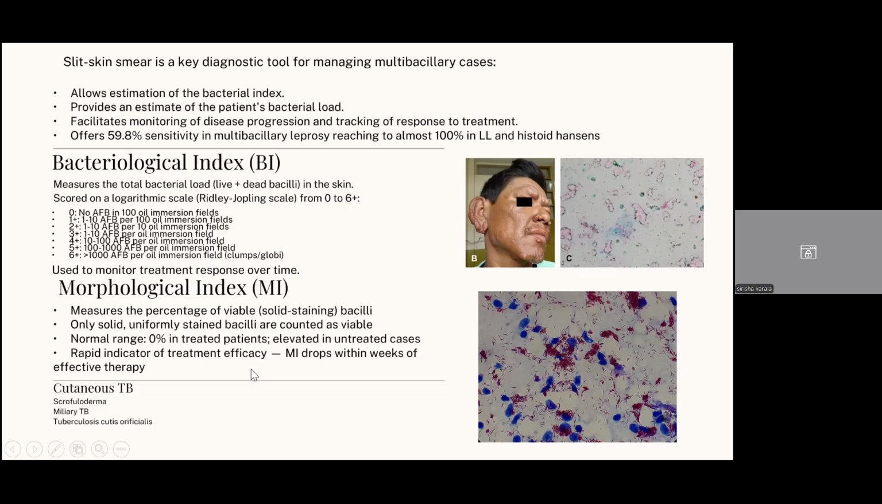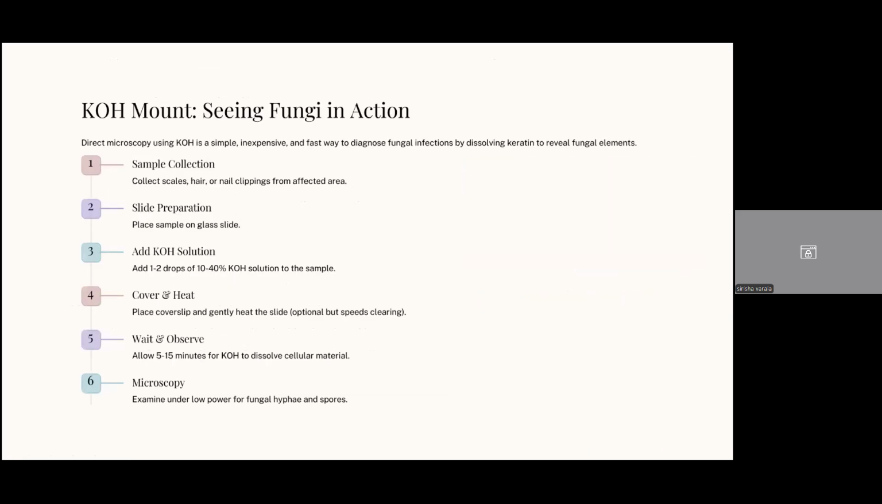Within weeks, it drops. Now, cutaneous TB, the role is limited only in multibacillary TB, like in cases of scrofuloderma, where you see evident pus coming out from underneath, or acute miliary cutaneous tuberculosis or tuberculosis cutis orificialis. You can always go for Ziehl-Neelsen's technique.